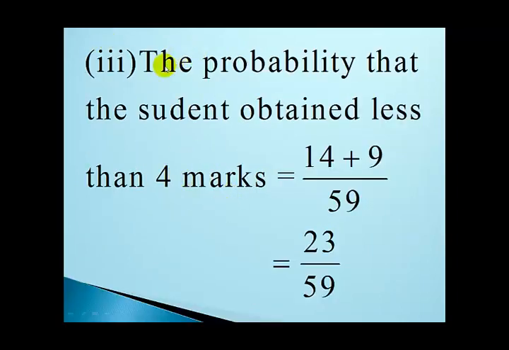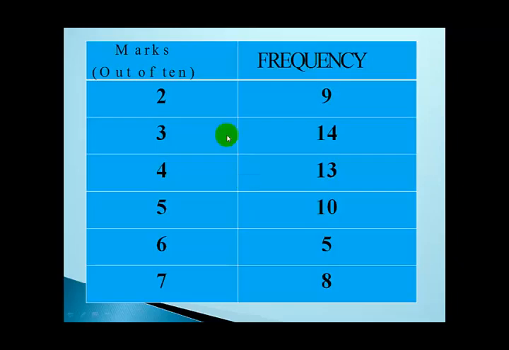Now I. The probability that the student obtained less than 4 marks. So with less than 4 marks, let's go back to the table. Now there is the table. If you are searching for the number of students who obtained less than 4 marks, that is 3 and 2, because this is the mark 4.